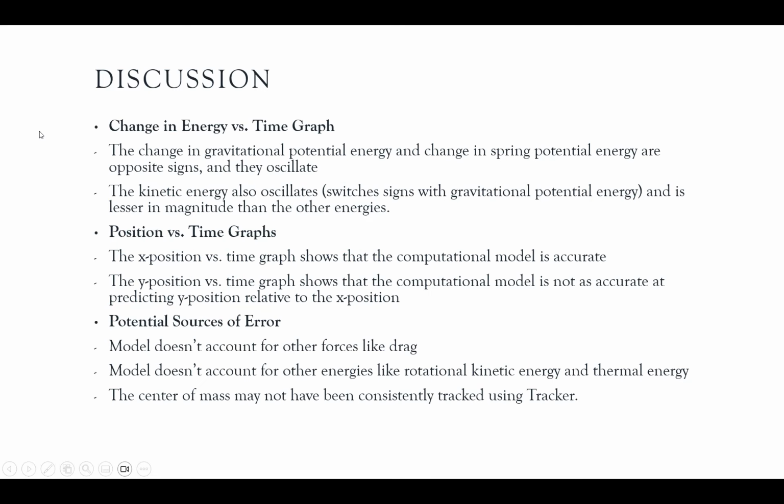The change in energy versus time graph shows that the change in gravitational potential energy and the change in spring potential energy are opposite signs, and they oscillate back and forth. The kinetic energy also oscillates and switches signs with the gravitational potential energy as it moves, and is in a lesser magnitude than the other energies.